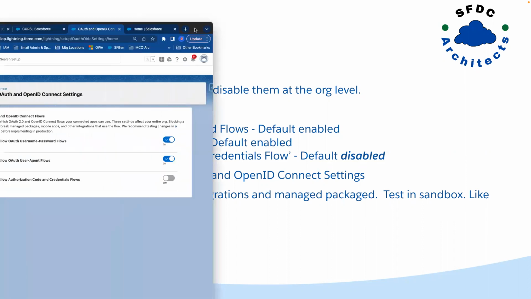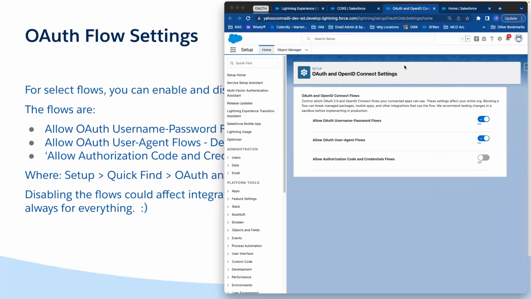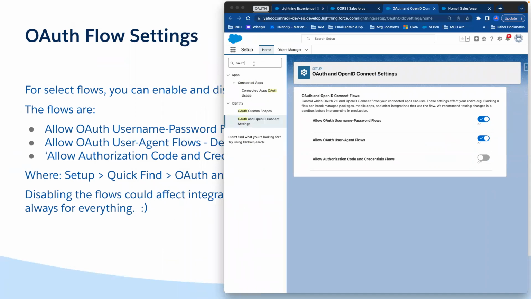So let's look at that screen. OAuth and OpenID Connect settings takes you to that exact page. And I left this as default. You can see the first 2 are enabled and the third one is disabled.